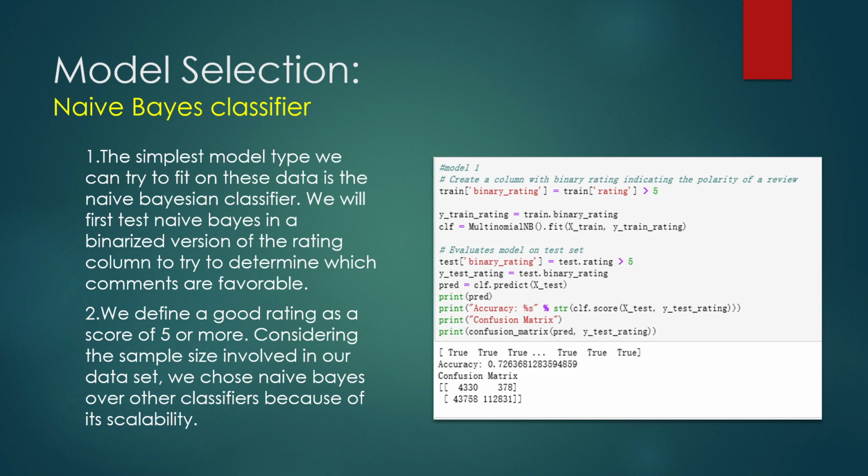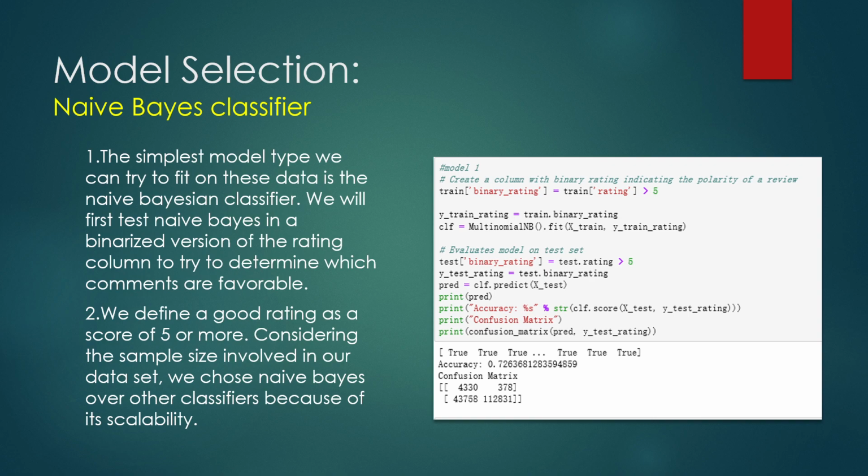Now we need to select our model. The first model I use is the Naive Bayes classifier. I test the Naive Bayes on a binarized version of the rating column to try to determine which comments are most favorable.